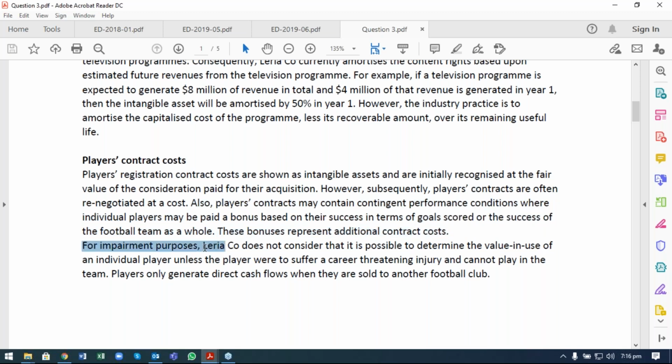For impairment purposes, Laria company does not consider that it is possible to determine the value in use of an individual player unless the player were to suffer a career-threatening injury and cannot play in the team. Players only generate direct cash flows when they are sold to another football club.